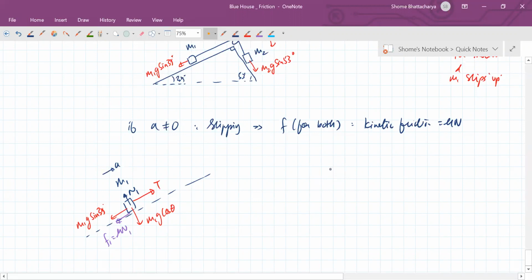So for this one, we'll have the equation T minus M1G sine 37 minus F1 is equal to M1A. So let's substitute the values. So T minus, this will become 60, because M1 is equal to 10 kg and theta is 37, minus friction.